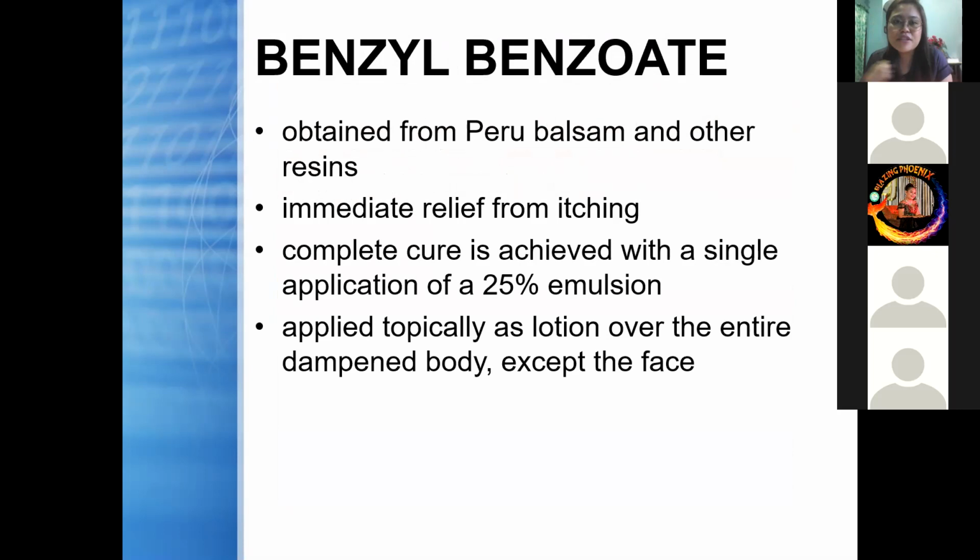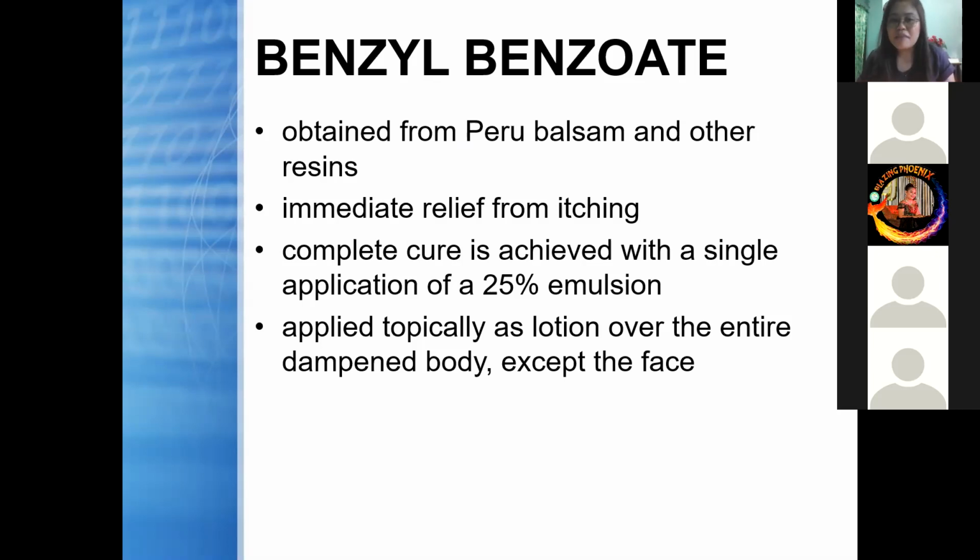We have the benzyl benzoate obtained from the Peru balsam and other resins. So gikan ni siya sa atuang plant material. Pag resins plus, it's a phytochem sa plant. Ginagamit ang benzyl benzoate for immediate relief sa itching kay katol. Remember katol, ang scabies katol, ang kuto katol sad. So this is a relief from itching. Complete cure is achieved with a single application of 25% na emulsion. So kaisa lang ka mo apply, 25% ang concentration. There will be complete cure.